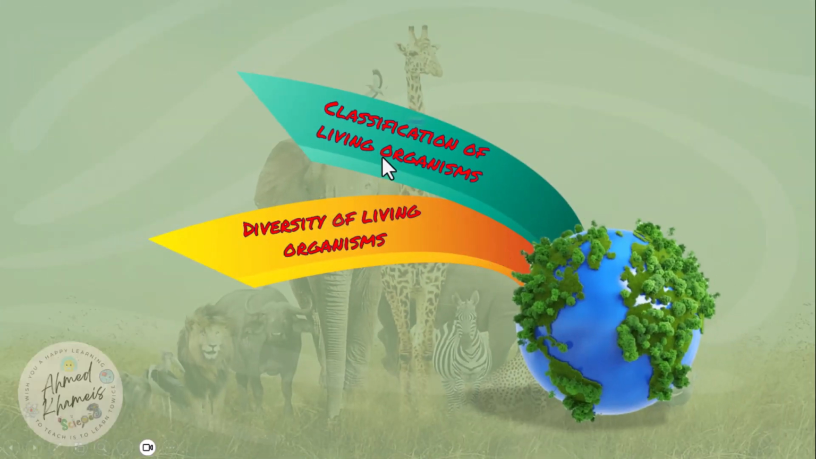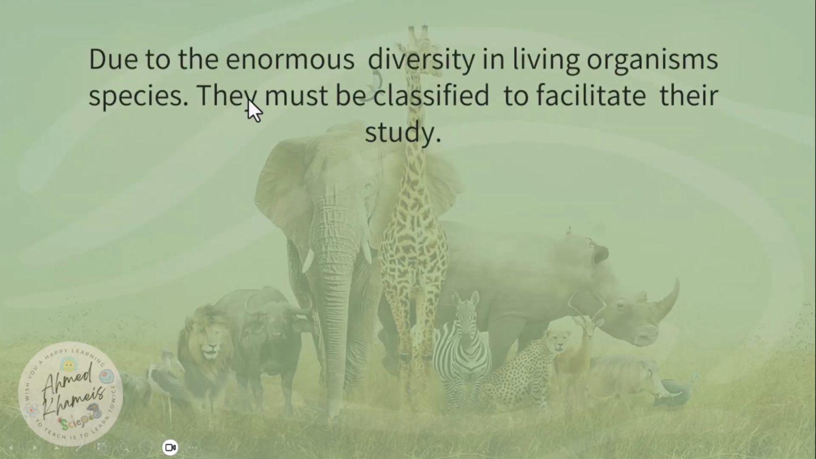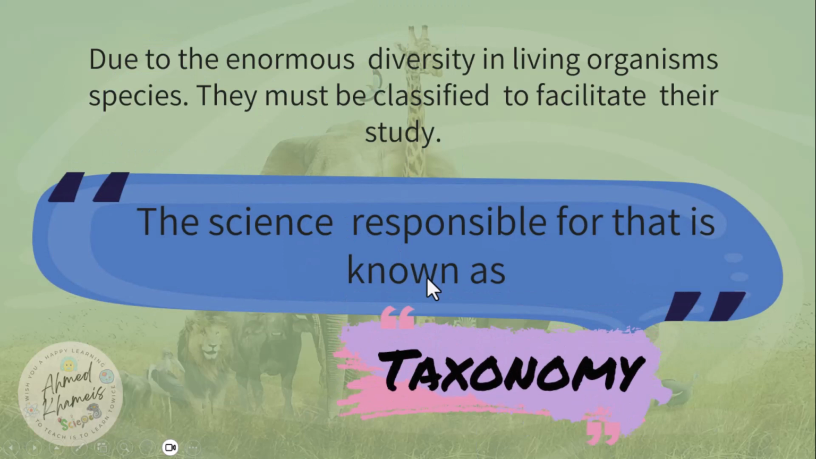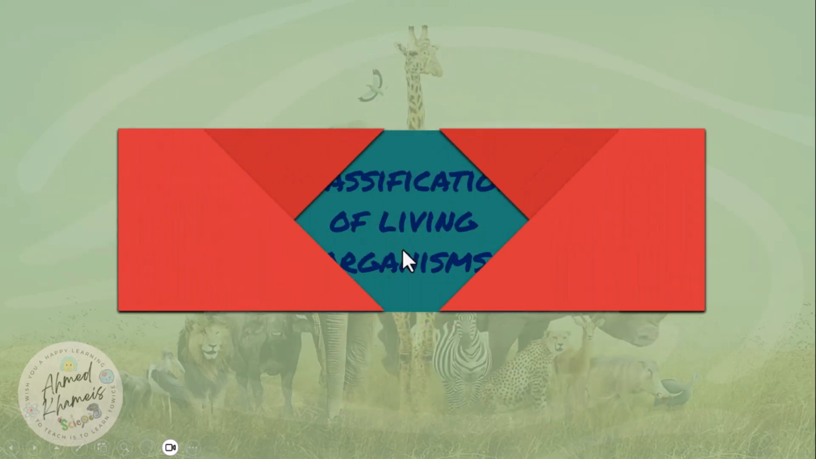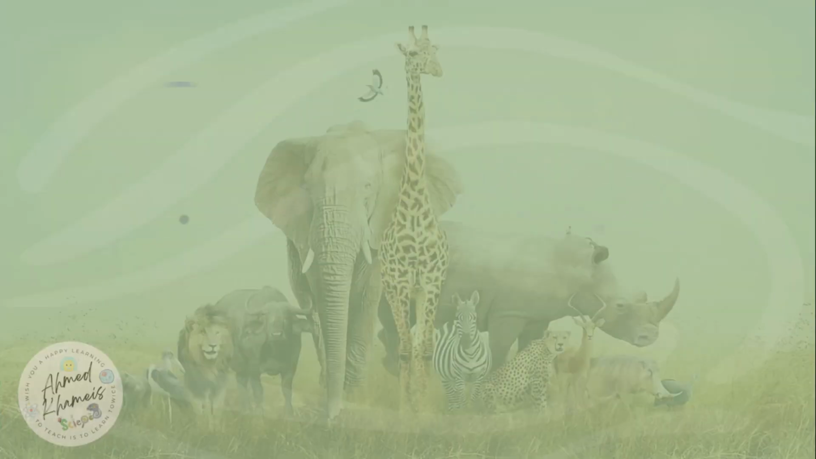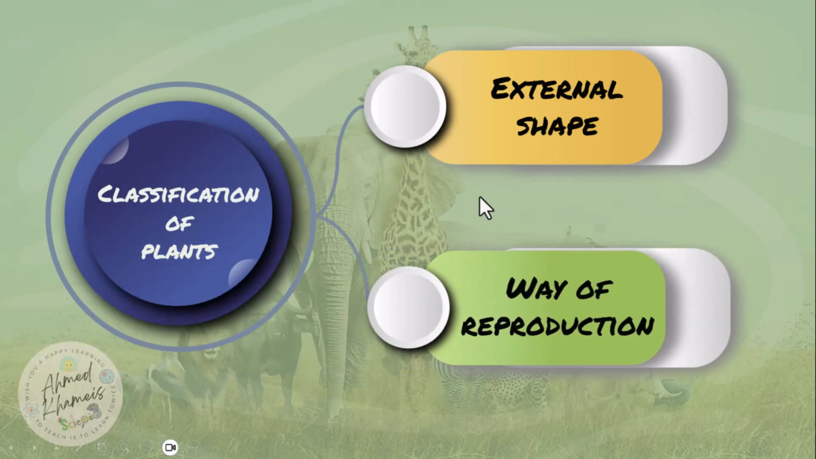And now, after we saw how diverse life is, we understand why we need to classify them. Due to the enormous diversity in living organisms, we must classify them to ease their study. And the science responsible for that is known as taxonomy. We start the classification of living organisms by the classification of plants, and we classify them according to their external shape and the way of reproduction.